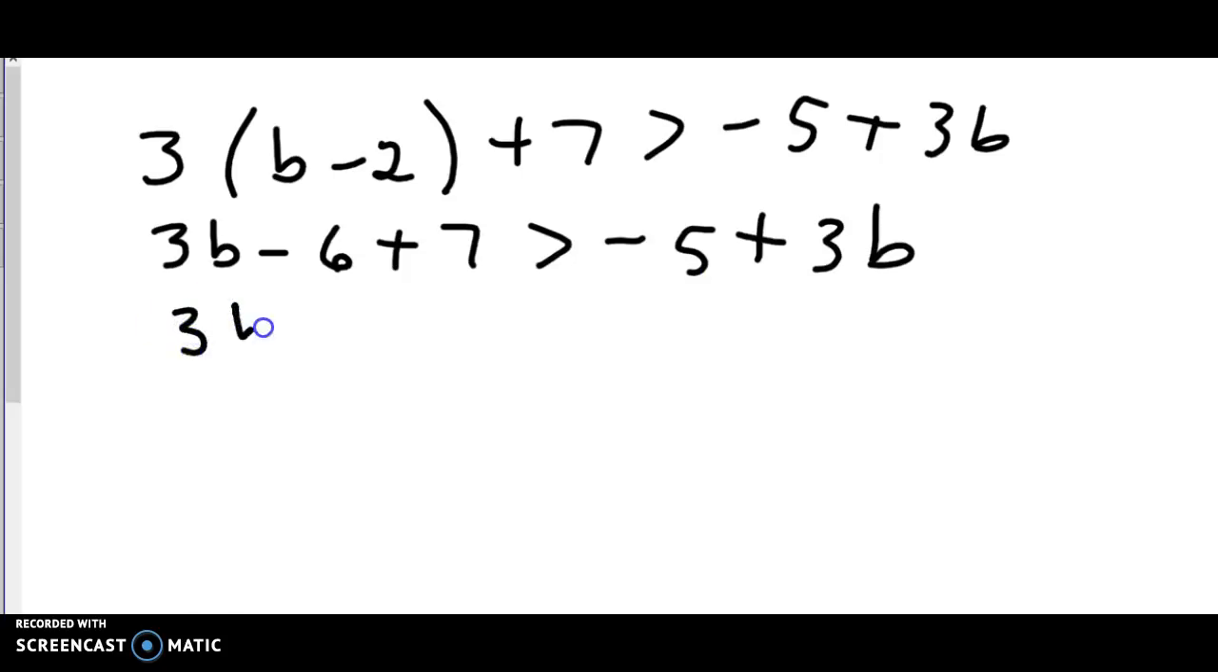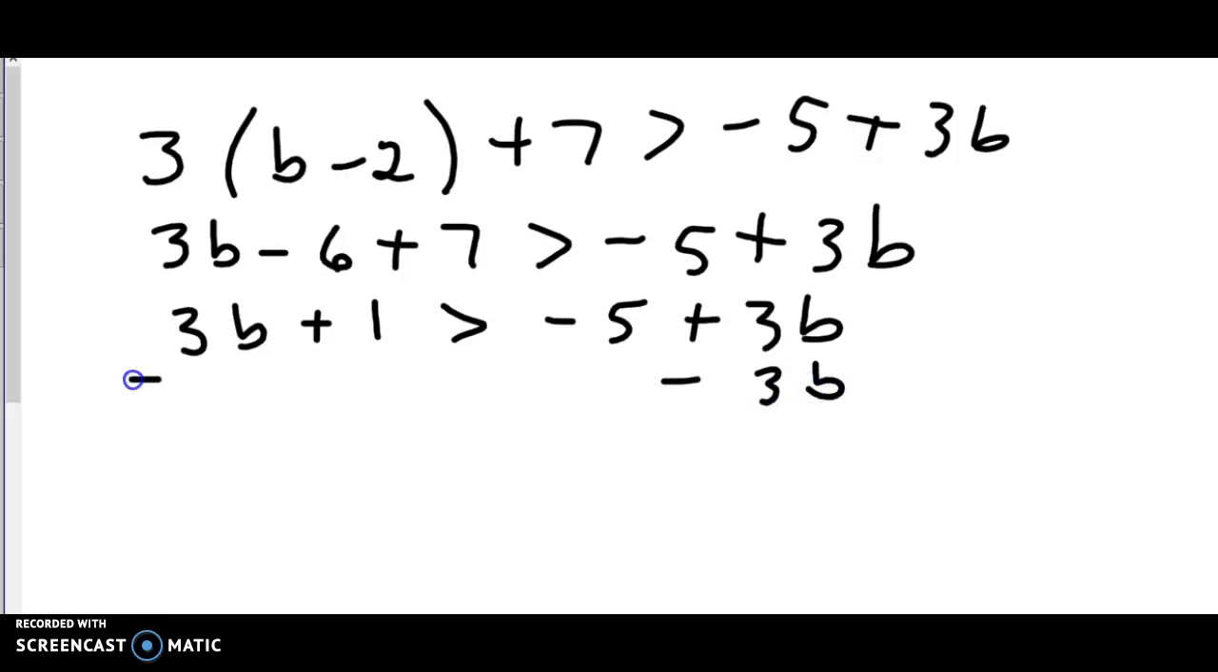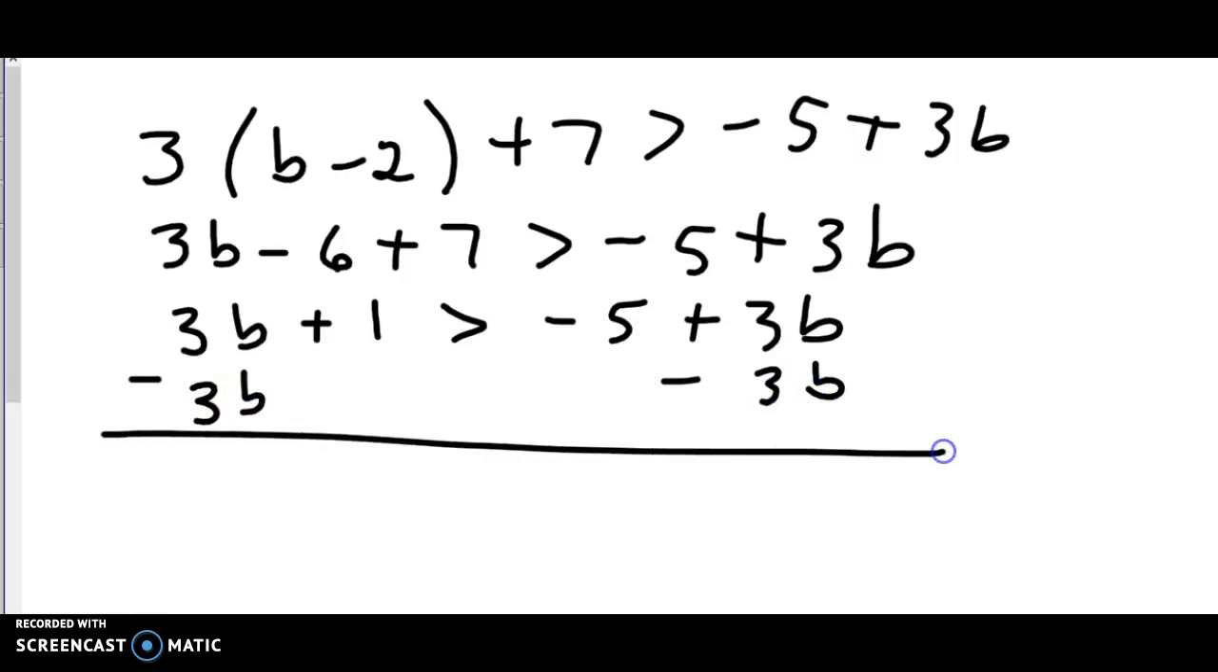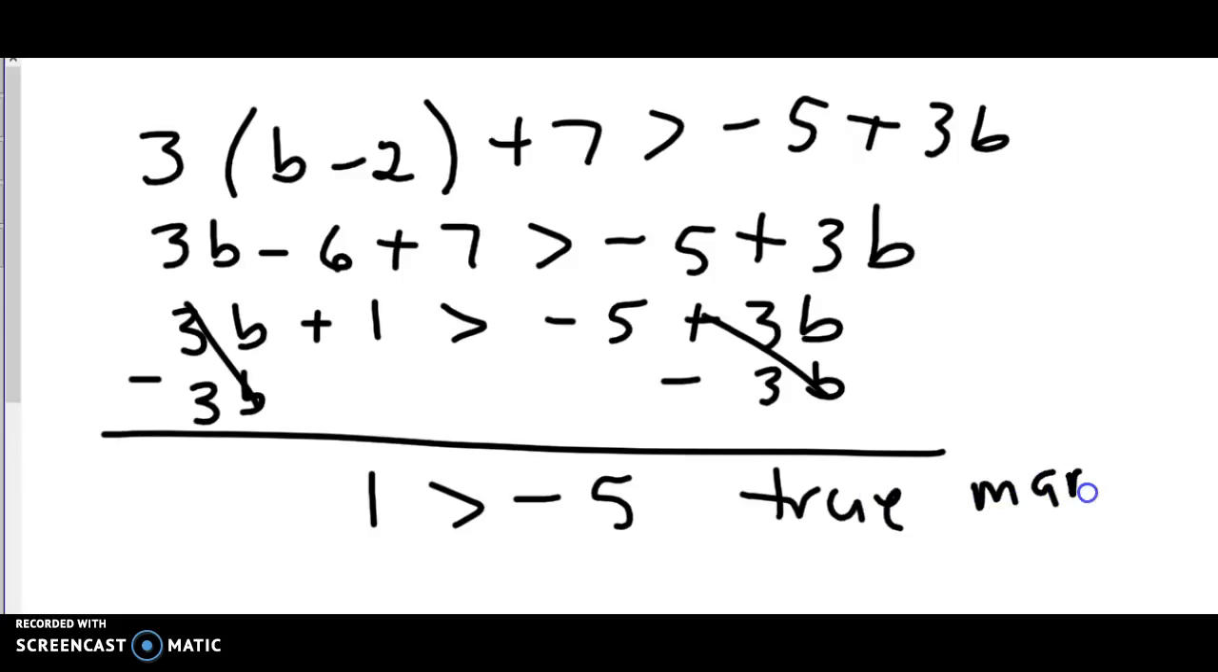So combine like terms on each side. Then get your variables together, and this is why I'm saying get your variables together all the time first. Because you end up canceling this out, and this is gone. Now you don't have a variable there anymore, but you're checking to see if this is a true statement. Is 1 greater than negative 5? It's true. So if it's true, that means you have many solutions, or all real numbers. So let me show you that one when you use Desmos.